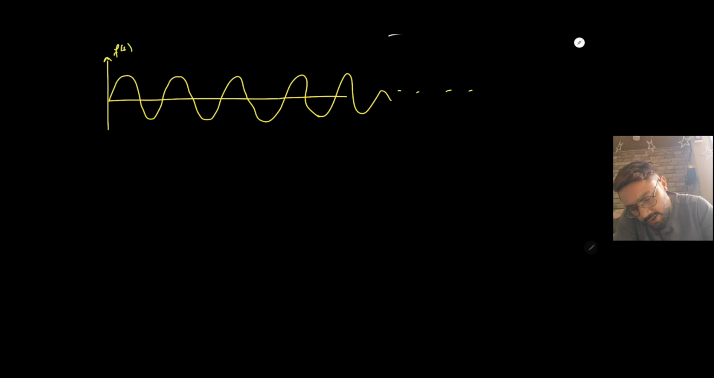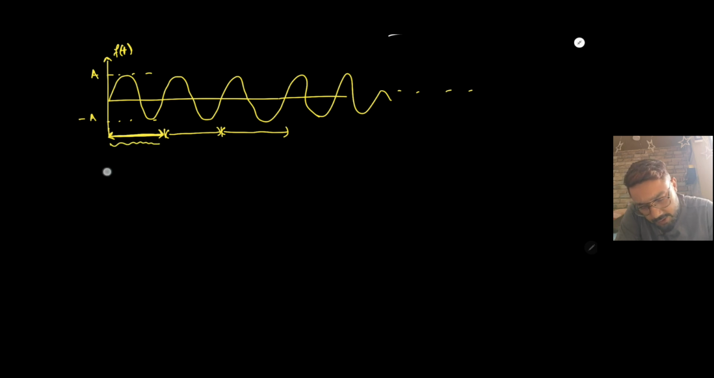Suppose again I am denoting it as the function f(t). Suppose the maximum value is A, the negative maximum is minus A. So you can see that after this much duration, the waveform keeps repeating. The duration after which the waveform keeps repeating, we call this the period. And if the x-axis is in time, then it will be the time period. Fine.